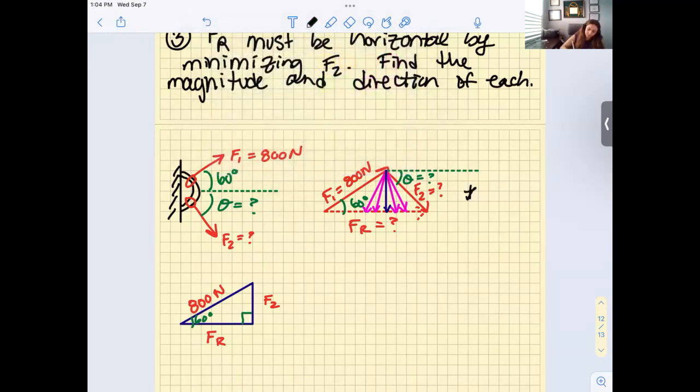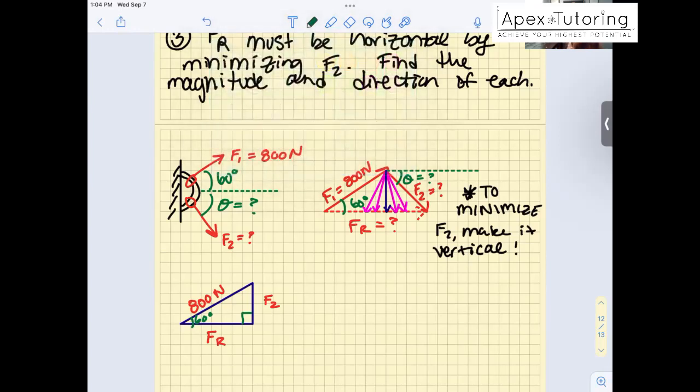So let's make a note to minimize F2, make it vertical. What else can we label? Good, 30 degrees.